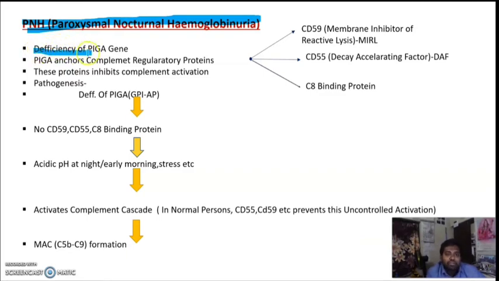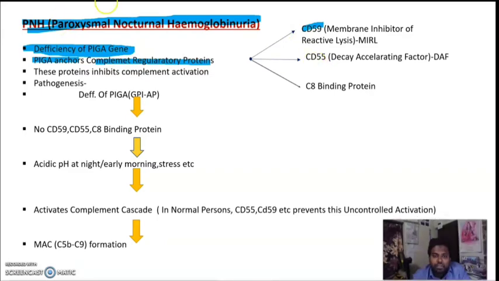It happens due to deficiency of the PIGA gene. This is one of the N-acetylglucosamine transferase protein encoding genes. So what happens is this PIGA protein anchors complement regulatory proteins. So what are the complement regulatory proteins?